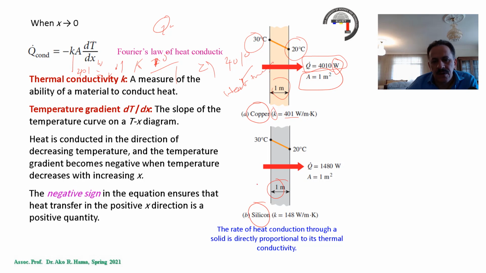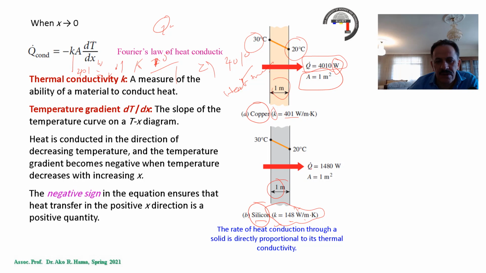Now if I use a material like silicon, the silicon's conductivity is less than the copper. It means that it will not help you to transfer. It means that this material resists heat transfer. So that's why we have 148 watts per meter per Kelvin. That's what we have here.